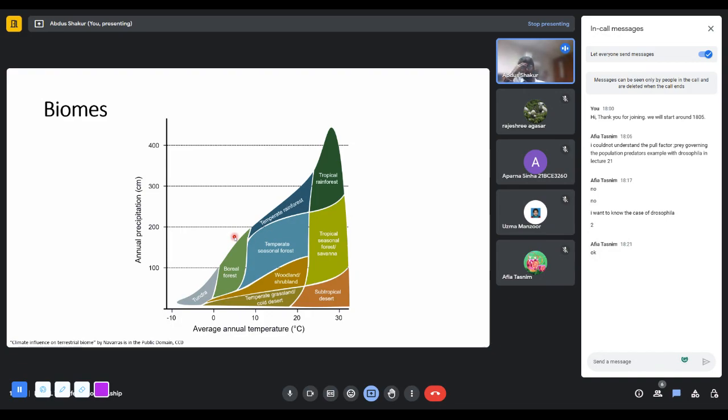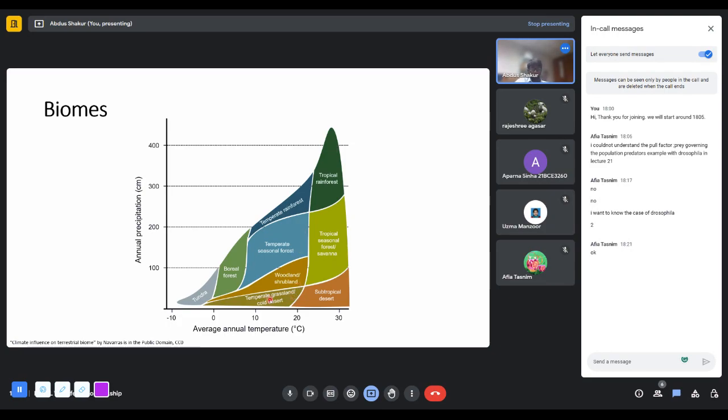If you look at the biogeographical zones, they also roughly represent the different biomes, or at least capture different biomes. For instance, everyone might have heard of the term tropical rainforest. So where do we find tropical rainforests? Wherever annual temperature is highest and annual precipitation is highest. In those regions we have tropical rainforests.